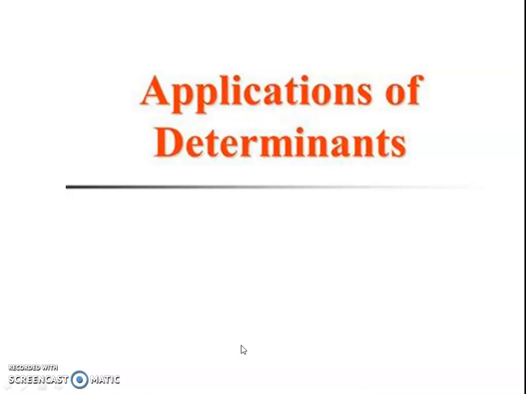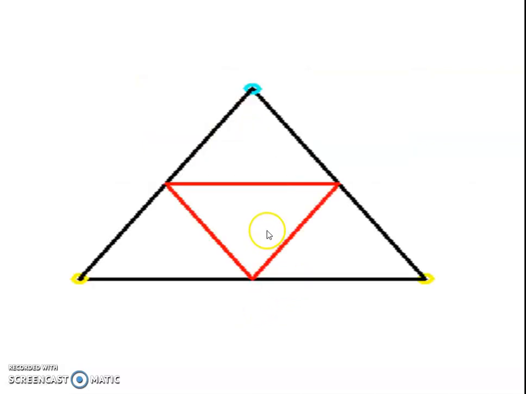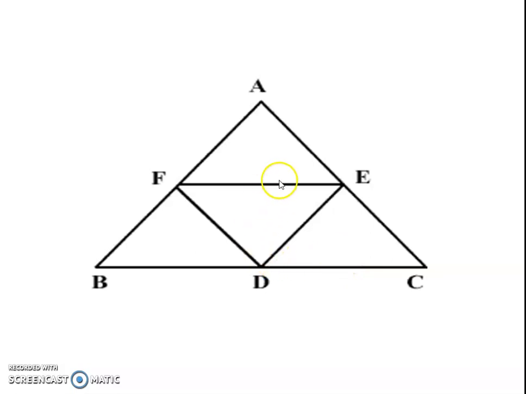Continuing from the last lectures, we have reached the application of determinants. Let us check from this diagram: you see a triangle and inside it there is another triangle. That is not sufficient. From the geometrical view, we now highlight that ABC is any triangle.